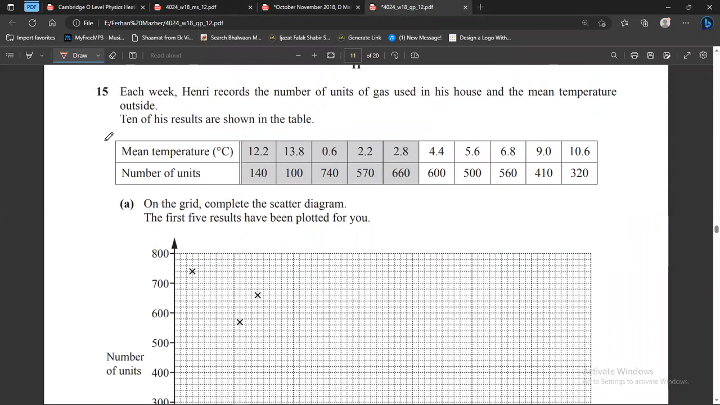Question number 15. Each week Henry records the number of units of the gas used in his house and the mean temperature outside. 10 of his results are shown in the table. So here we have the mean temperature and the number of the units. 1.2 degree, 740, 1.8, 700, 0.2, 740, 2.2, 570, 2.8, 660, 4.4, 600, 5.6, 500, 6.8, 560, 9.0, 410, 10.6, 320.